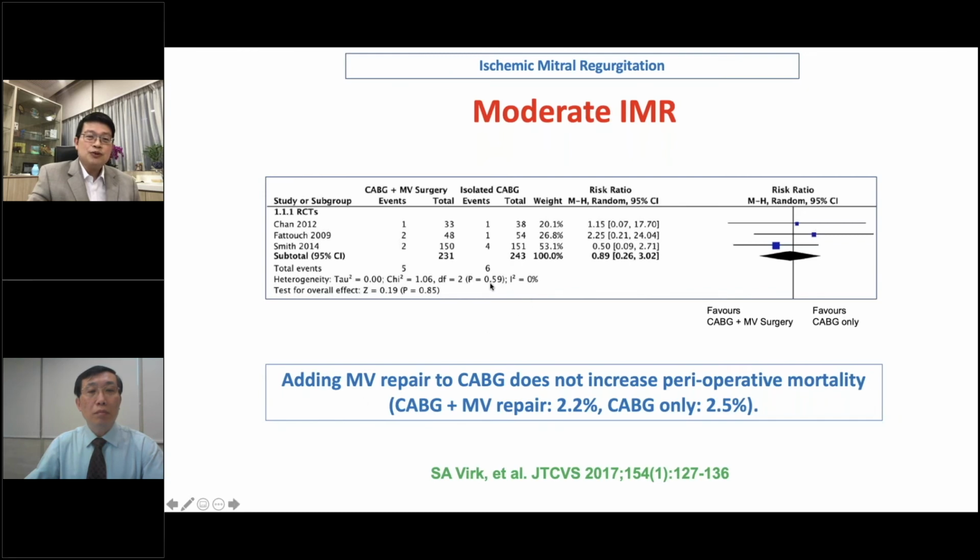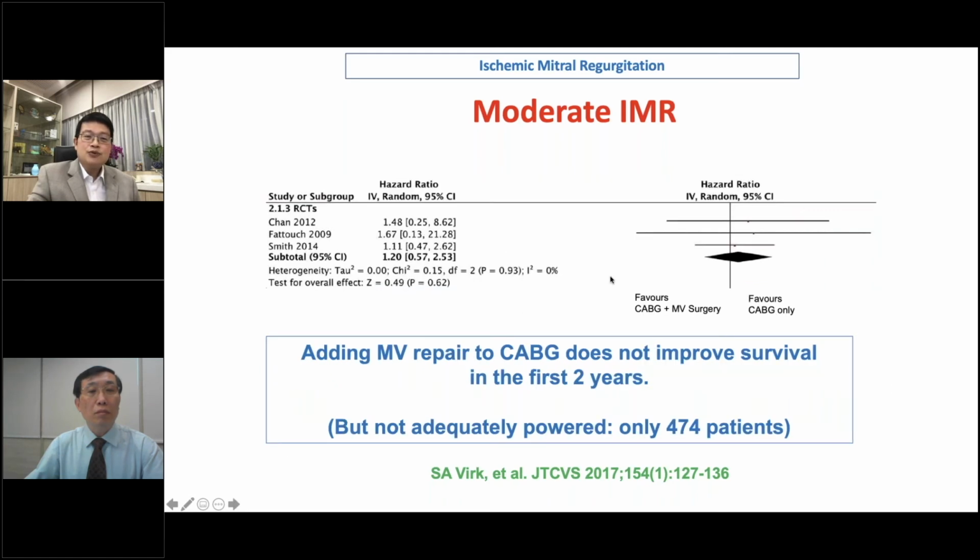If we put all 3 trials together, the RIME trial is the first trial, the US trial is Smith, and there's also an Italian randomized trial on this subject. You can see that adding a mitral valve repair to CABG does not increase perioperative mortality. It did not improve survival either, but bear in mind that even when we combine all 3 trials, the studies were still not sufficiently powered to detect a difference in survival.